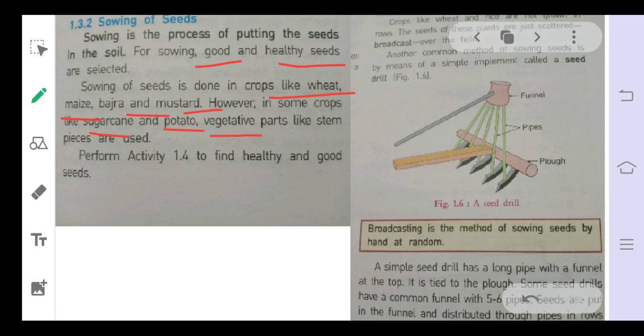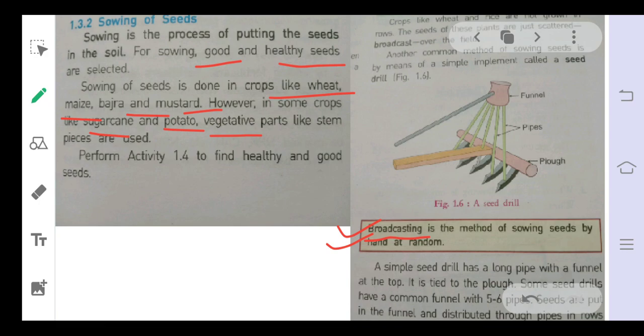You have seen farmers take the seeds and throw them by hand throughout the field. This method of sowing seeds is called broadcasting. So what is broadcasting? Broadcasting is the method of sowing seed by hand at random, meaning there is no fixed manner of sowing the seeds. Randomly they take the seeds and throw them throughout the field. This method of sowing randomly by hand is called broadcasting.